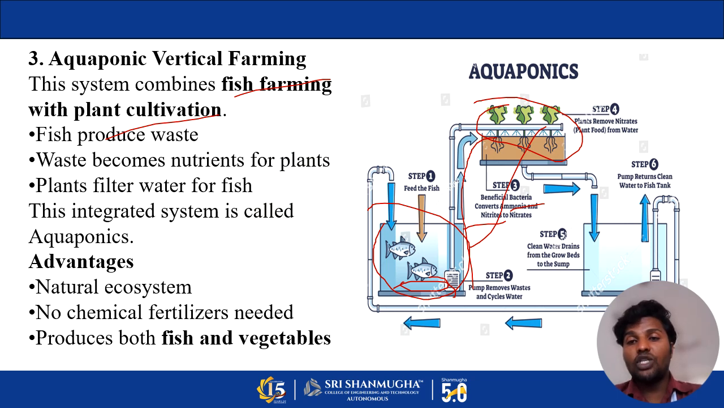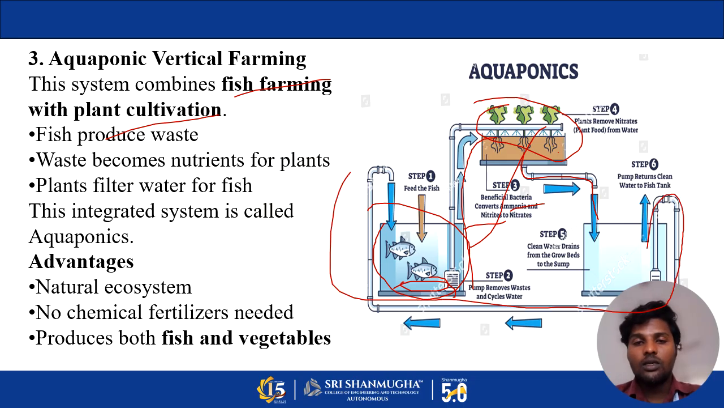Then the fourth step is that the plants remove the nitrates from the water. The nitrate-removed water reaches a tank, where clean water drains from the grow beds to the sump. Then the pump returns the clean water to the fish tank. So the water comes back to the initial stage, and this cyclic process takes place again. It works as an autonomous system, and the cyclic process happens continuously. This is how aquaponics works.